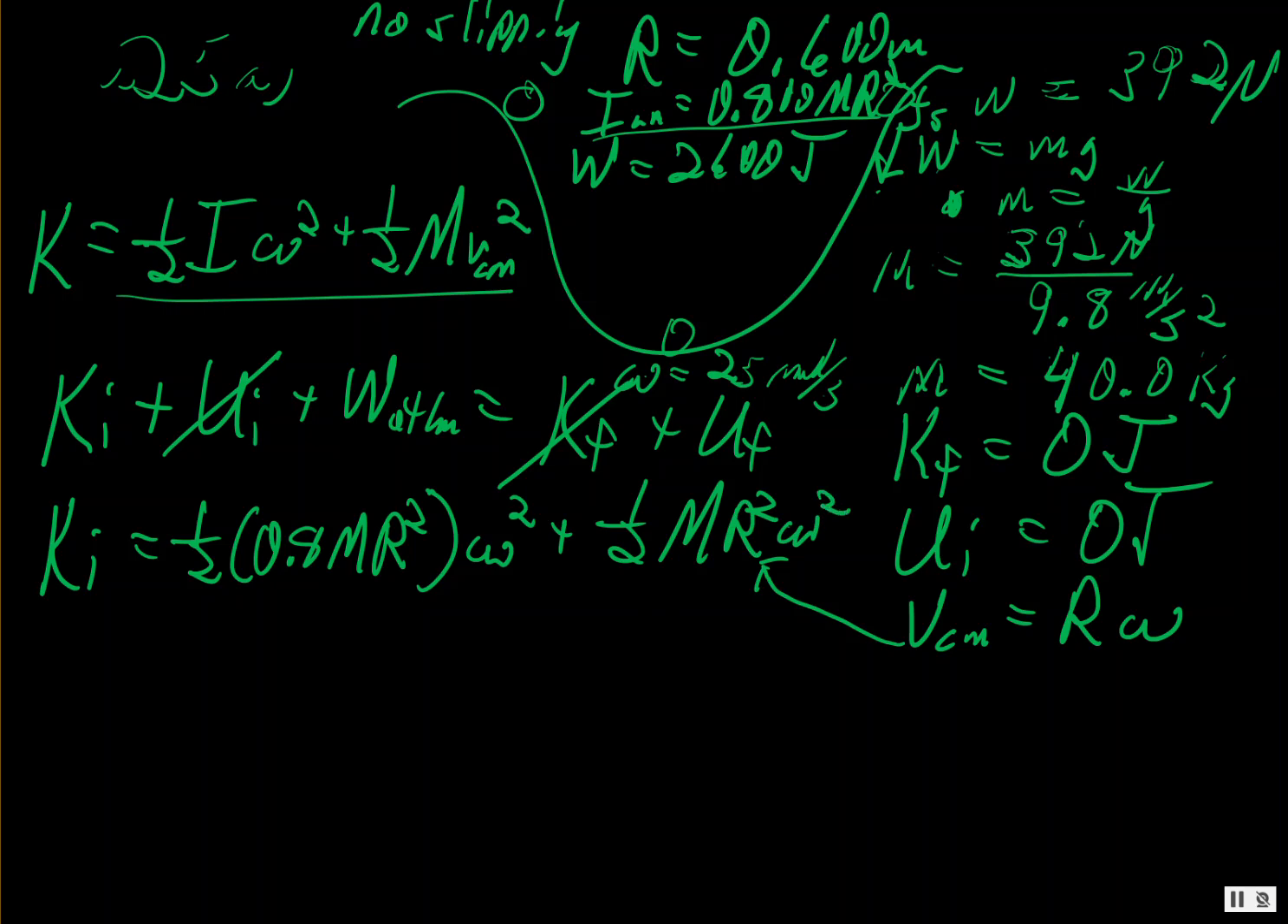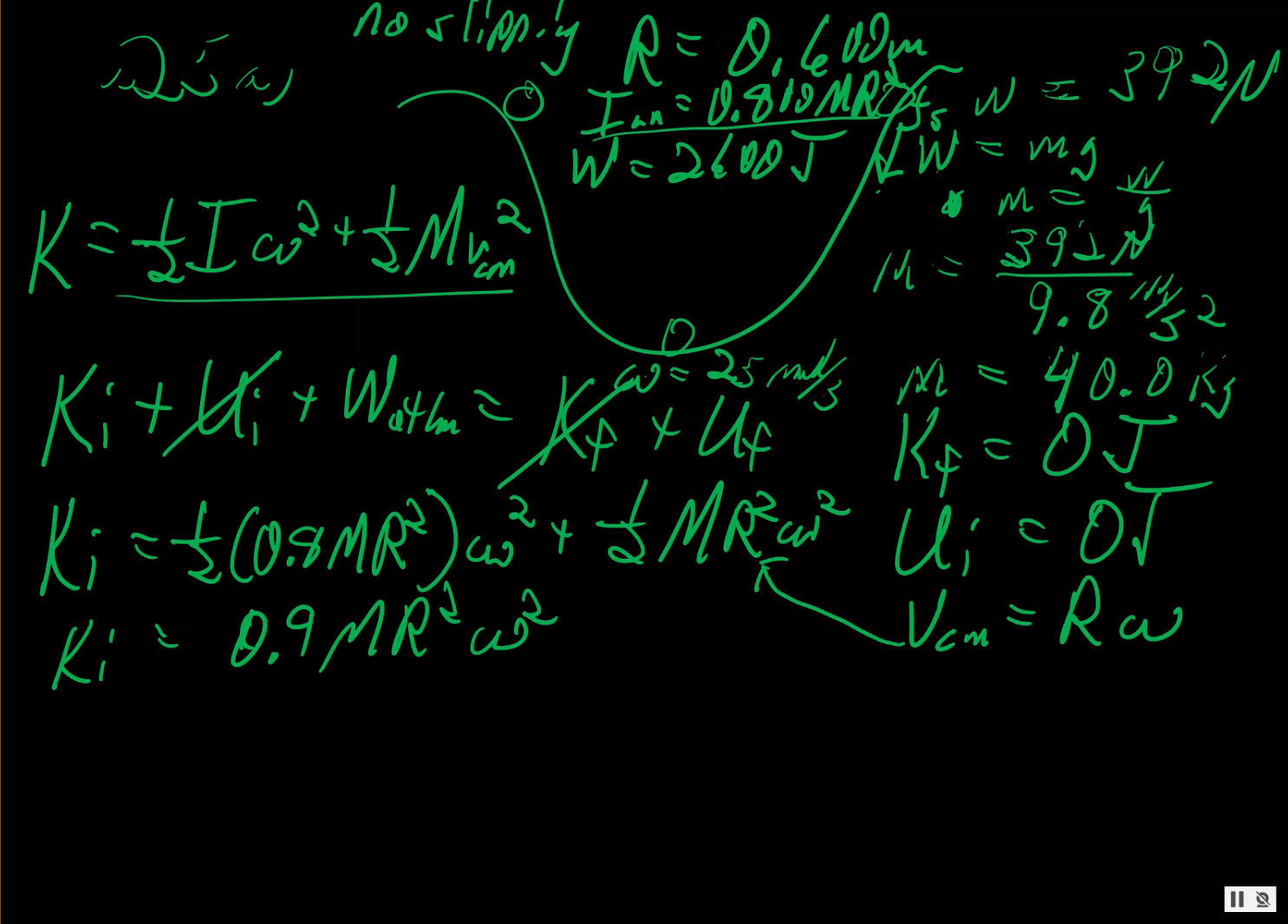Okay. Now we have like terms. Well, you have a half here and a half there, and a half plus a half is 1. So it's 0.8 mr squared. If you add 1 more tenth to it, the initial kinetic energy becomes 0.9 mr squared omega squared. Okay. So now we can start plugging in.